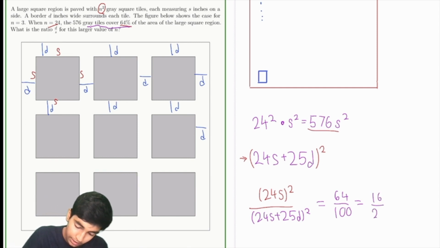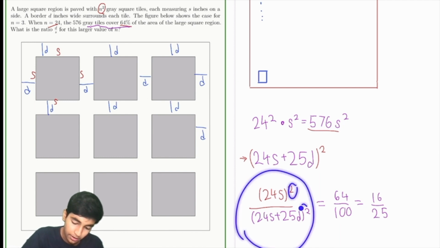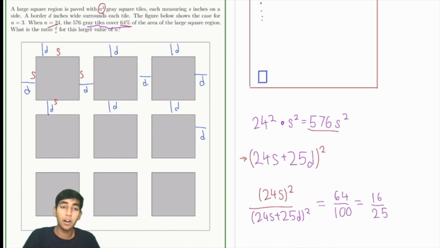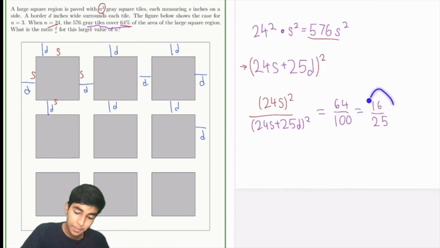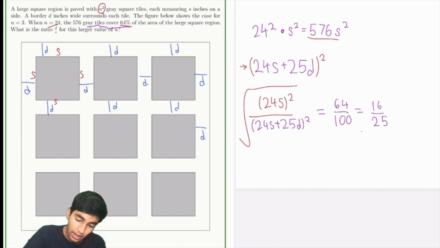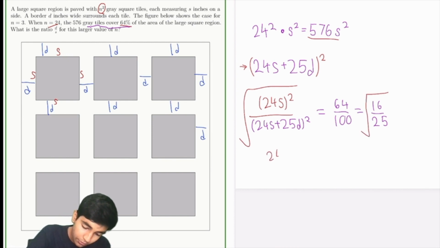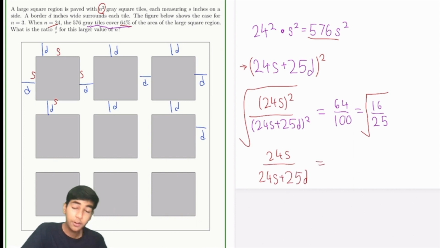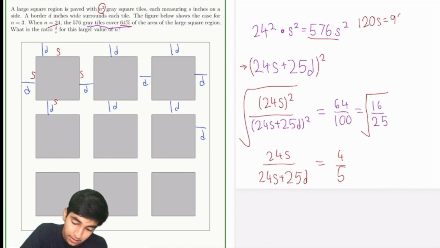16 over 25. Now notice that this over here is a square. Both the numerator and denominator are perfect squares. And same thing for this side. So what we're going to do is take the square root of both sides to get 24s over 24s plus 25d equals the square root of 16 over 25, which is 4/5. And this gives us 120s equals 96.